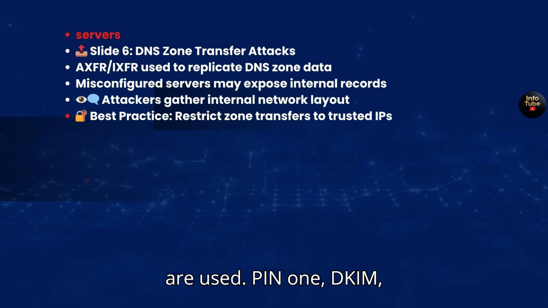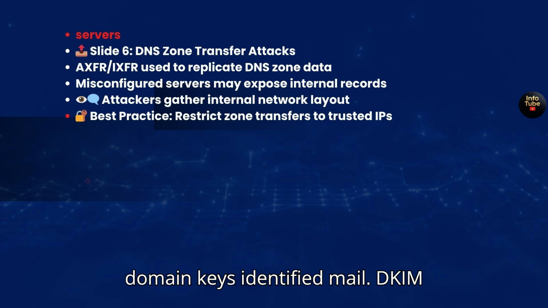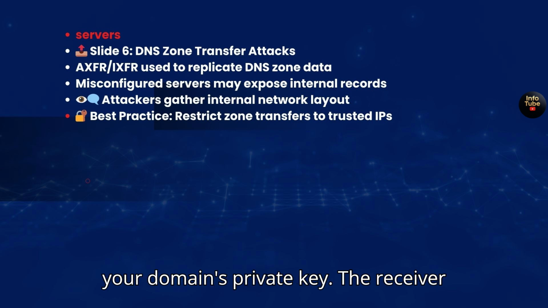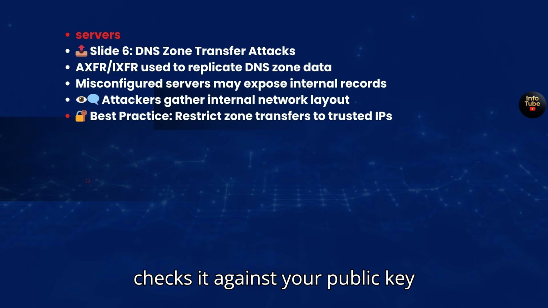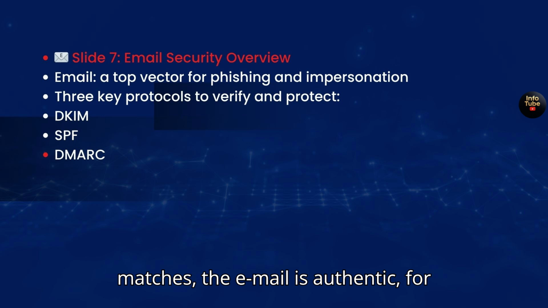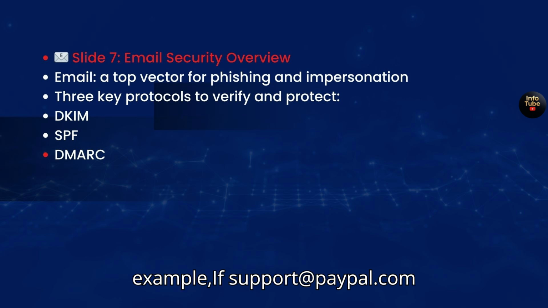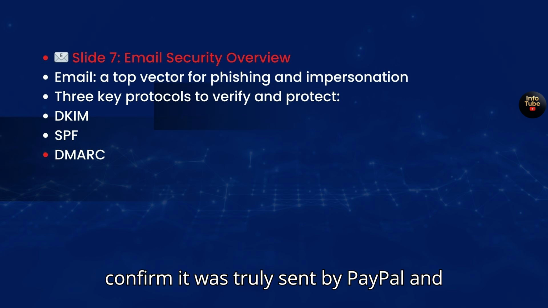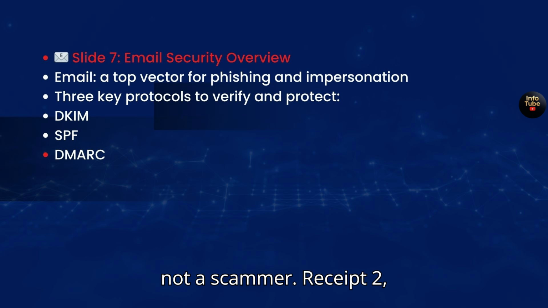Number 1. DKIM, DomainKeys Identified Mail. DKIM digitally signs outgoing emails using your domain's private key. The receiver checks it against your public key published in DNS. If the signature matches, the email is authentic. For example, if support@paypal.com sends an email, DKIM allows the receiver to confirm it was truly sent by PayPal and not a scammer.